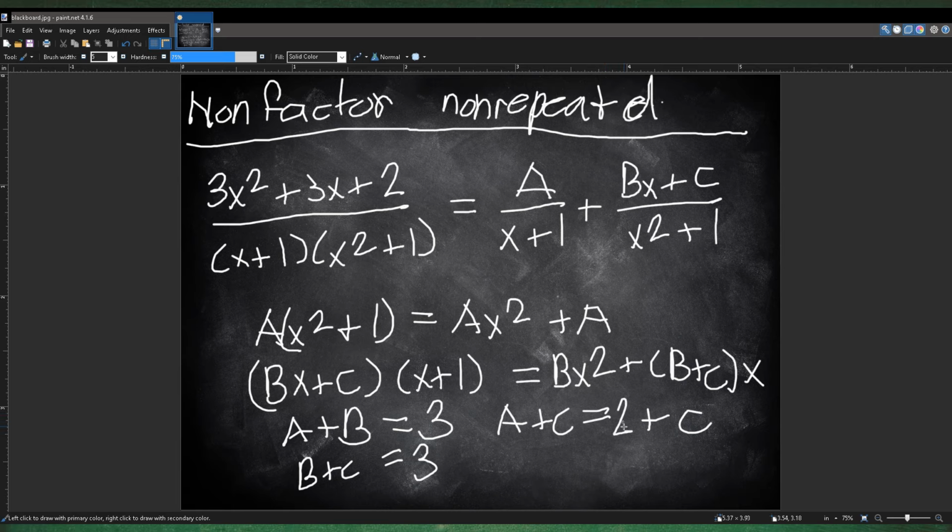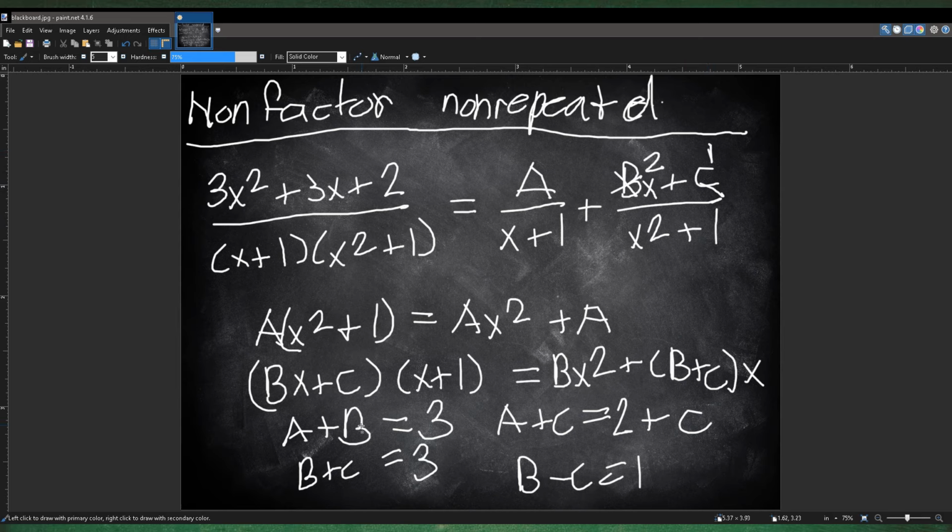So let's multiply this by negative. That's negative a, and negative c is equal to negative 2. Add that to this, so b minus c is equal to 1. That means b has to be equal to 2, because if you add this to this, that'll be 2b is equal to 4, so b is equal to 2. So in this case, b is equal to 2. If b is equal to 2, that means c is equal to 1, right?